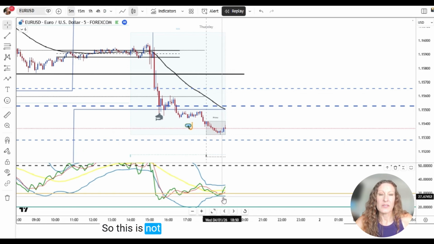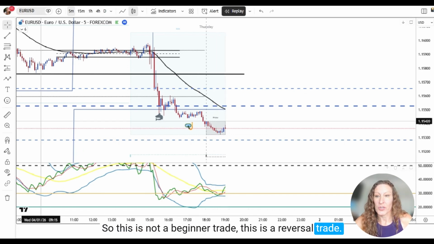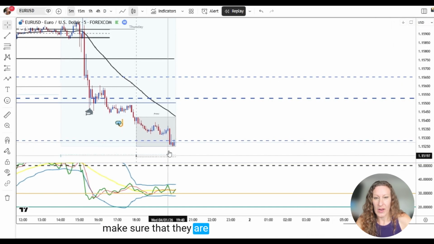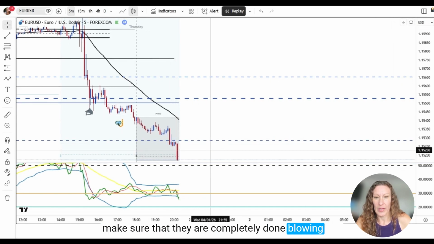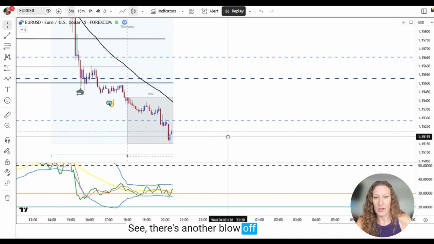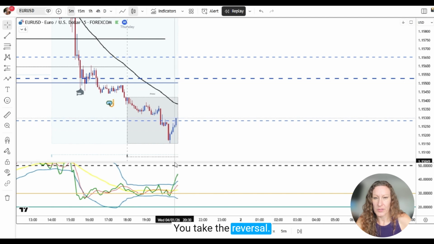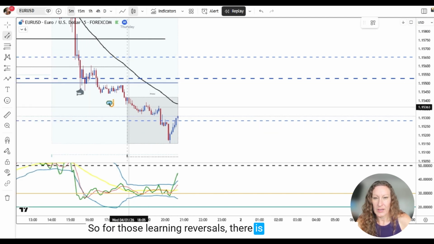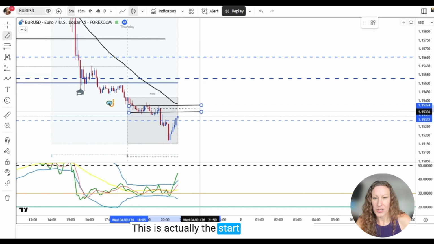So this is not a beginner trade. This is a reversal trade. The hard thing about reversals is that you got to make sure that they are completely done blowing off. See, there's another blow off there. You take the reversal. So for those learning reversals, there is a little channel here. This is actually the start of the next one.